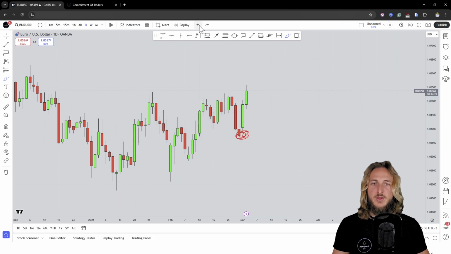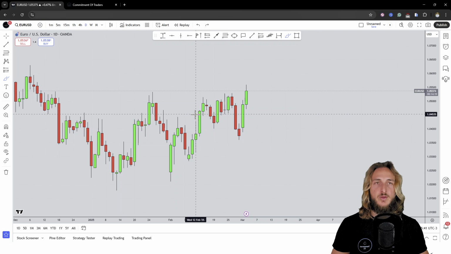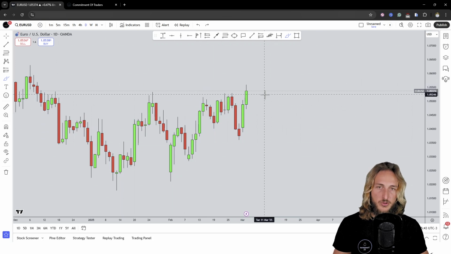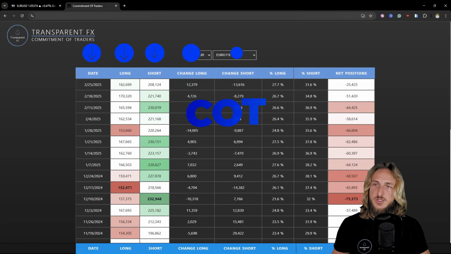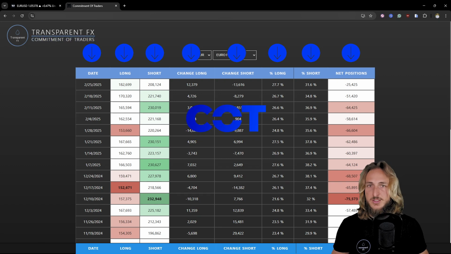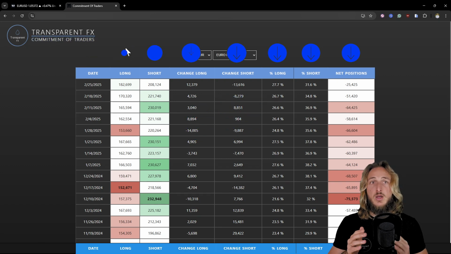But at the moment, what do we have on the technical side? Well, before we dig deeper into what we have here from a technical perspective on EURUSD, first, let's go and see what we have when it comes to the commitment of traders, so what the big players in the market are doing on this pair.